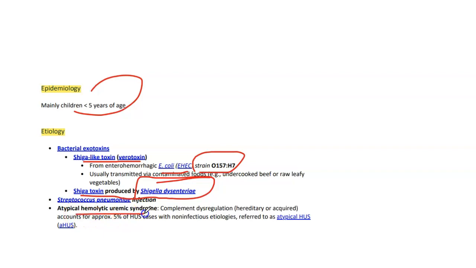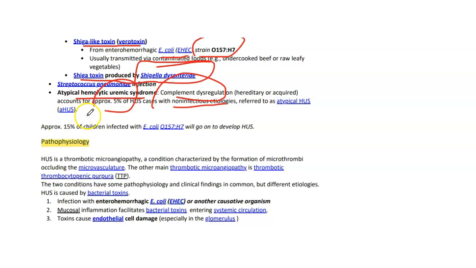Atypical hemolytic uremic syndrome is due to complement dysregulation, which is hereditary or acquired, and accounts for approximately 5% of cases, with non-infectious etiologies, referred to as atypical hemolytic uremic syndrome. About 15% of children infected with E. coli will go on to develop hemolytic uremic syndrome.